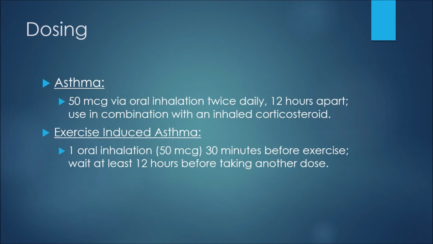Now, for examples of dosing with Salmeterol, in the treatment of asthma, we may see 50 micrograms via oral inhalation twice daily, 12 hours apart. And then we use this medication in combination with an inhaled corticosteroid, as mentioned on the previous slide. For exercise-induced asthma, we may see one oral inhalation, or 50 micrograms, 30 minutes before exercise, and then you would wait at least 12 hours before taking another dose.